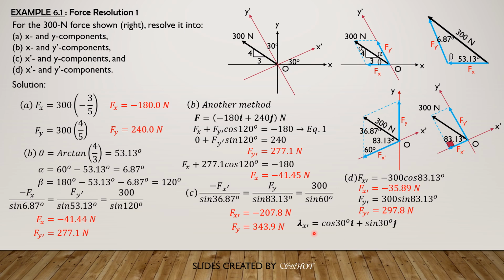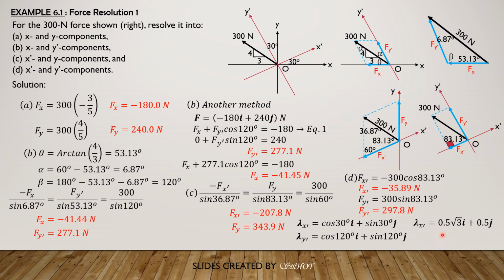Then lambda y prime is cosine of 120 degrees i plus sine 120 degrees j. So it is negative 0.5 i plus 0.5 square root of 3 j.